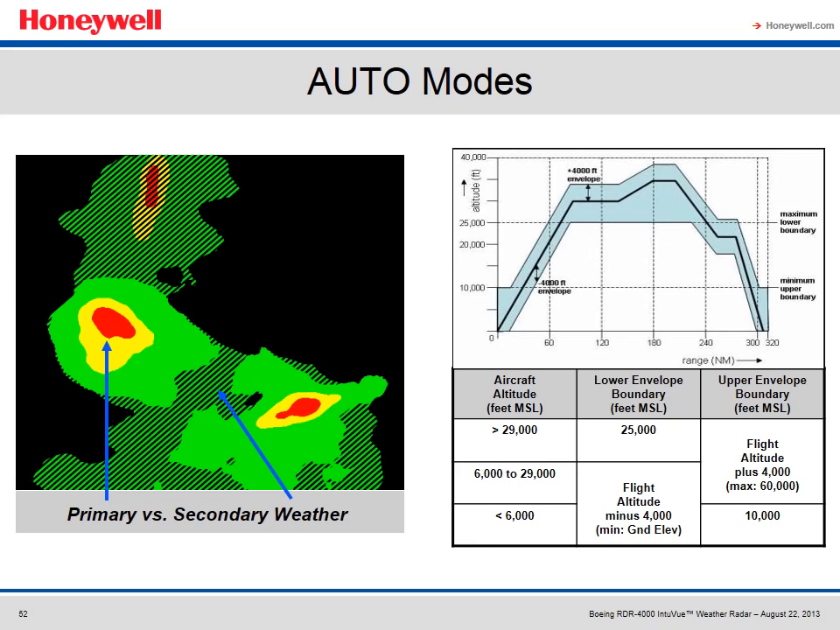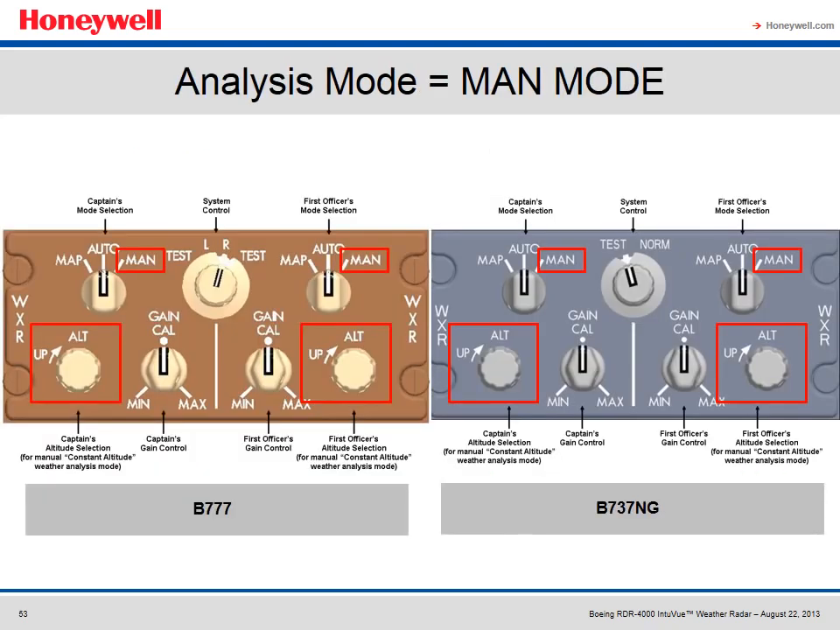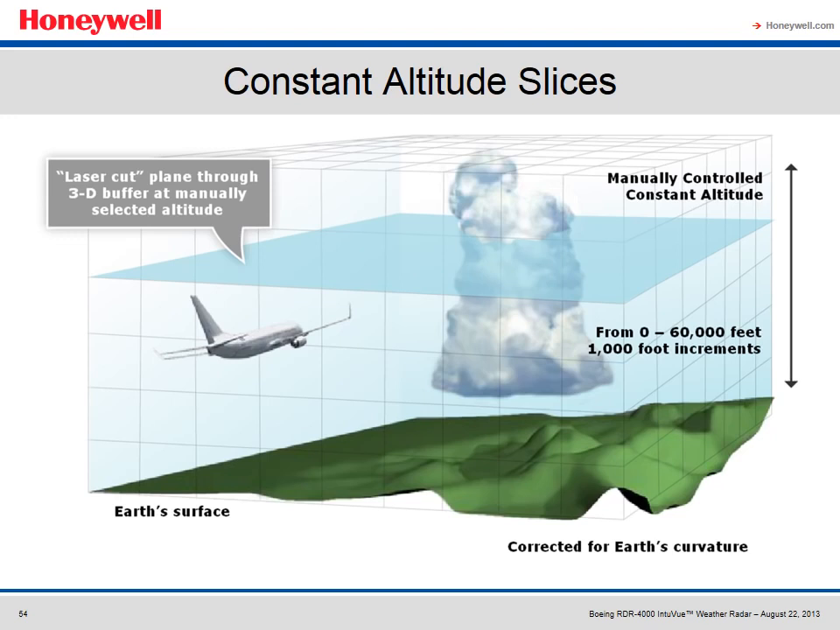This allows about 10 minutes look ahead along the flight path. Now let's look at the manual analysis mode. It's called man mode on the Boeing aircraft. This mode allows the selection of horizontal slices from the buffer that are corrected for the Earth's curvature, so they are true MSL altitudes.